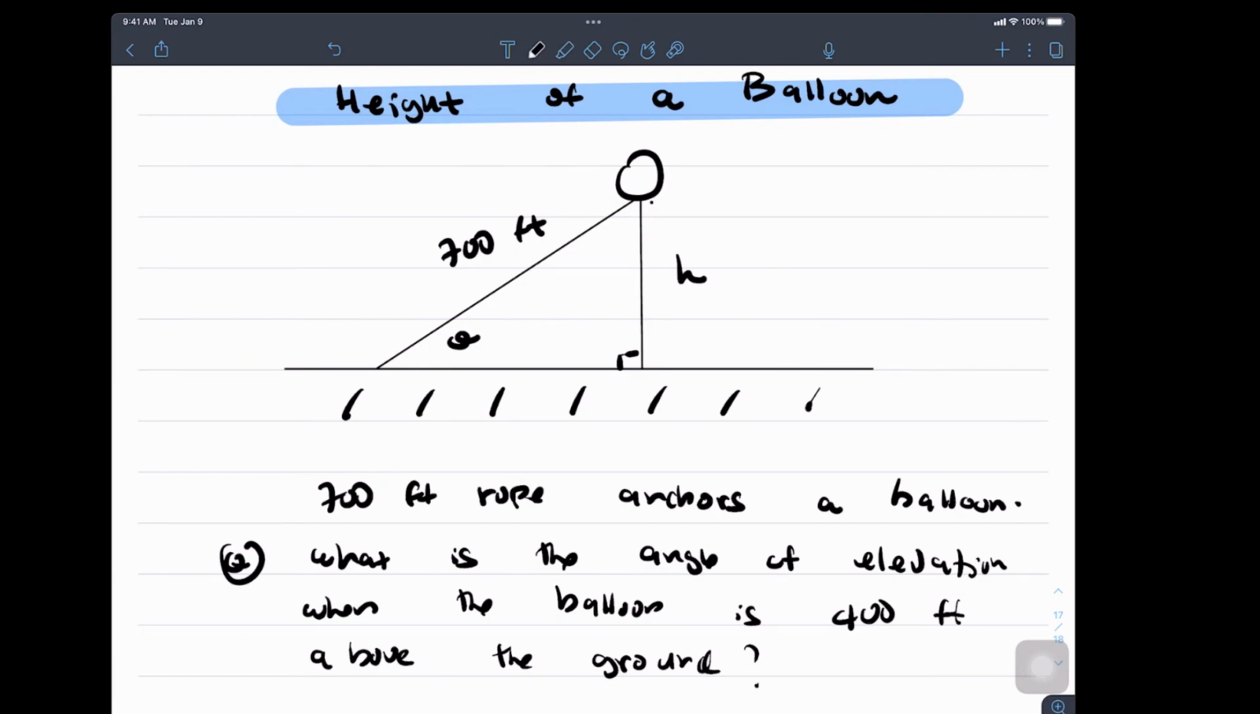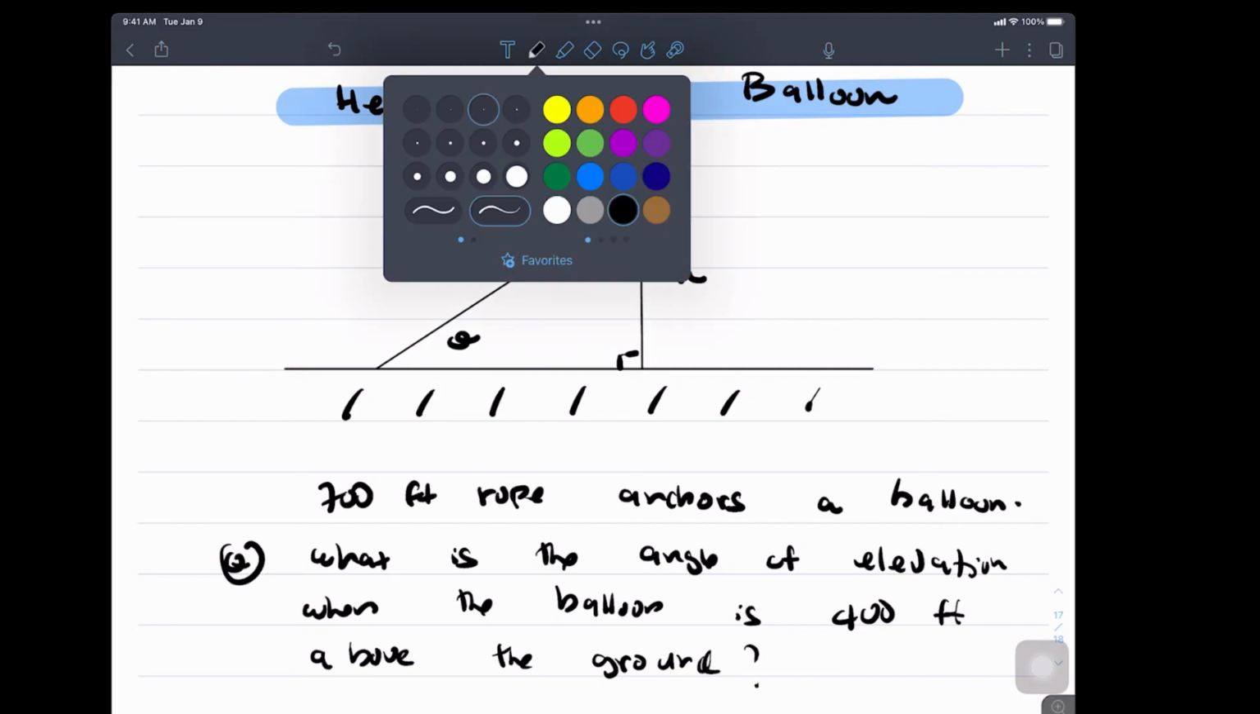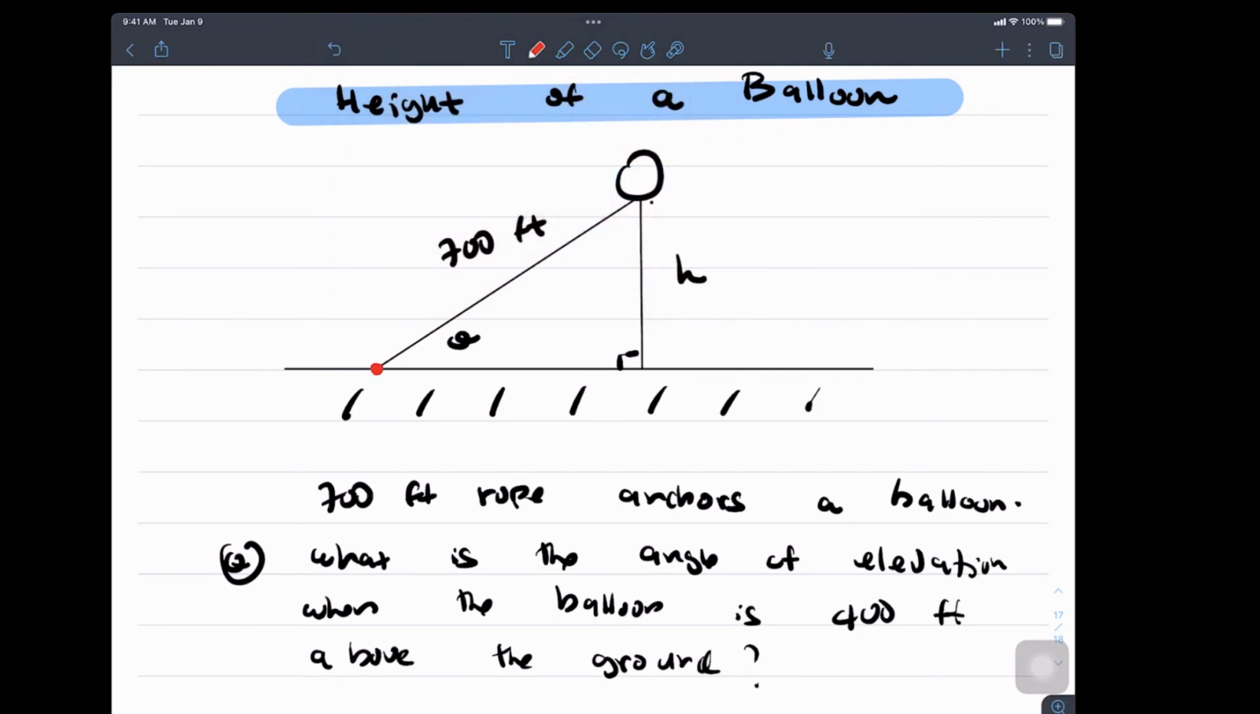Okay, so let's read this. They're saying this is where you're anchoring. This is where the anchor is. And then they're saying that 700-foot rope, this is the rope.